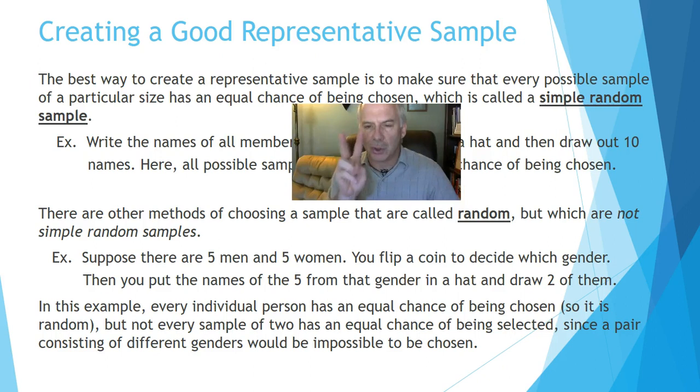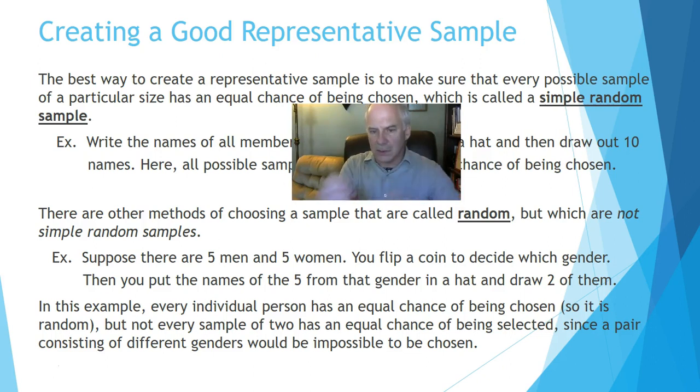You're going to choose 2 people from that company. But you decide to flip a coin to choose the gender. So let's say heads, it's a female, tails, it's a male. So you flip the coin to decide the gender, and then you put the names of the 5 from that gender in a hat and draw 2 of them.